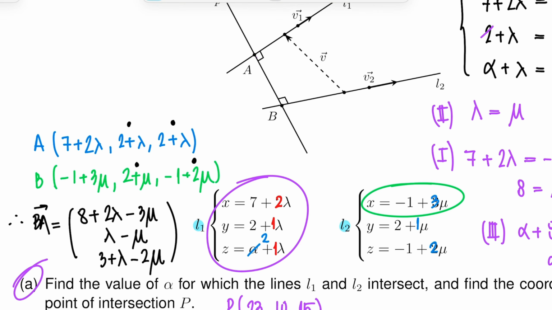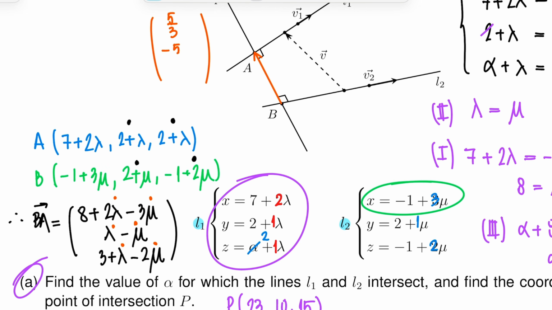Notice that we just found the values of lambda and mu for this vector BA over here. This is our BA. How do we find the actual coordinates without lambda and mu? Well, we can just replace lambda and mu over here in these 6 places. If we do so, we get 5 over 3, negative 5 over 3, and also negative 5 over 3 in the last coordinate.